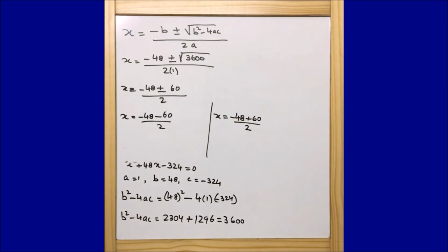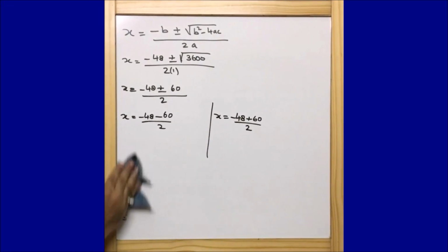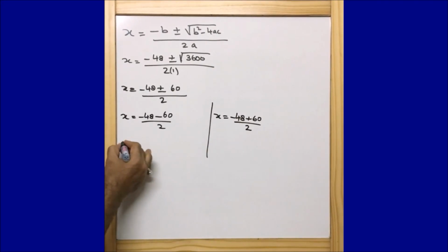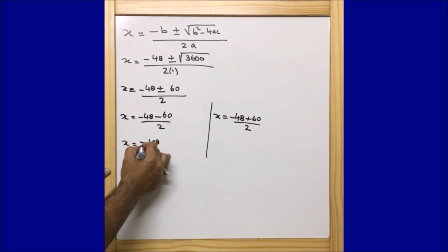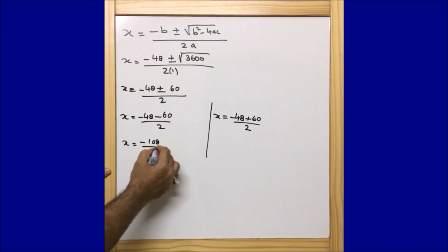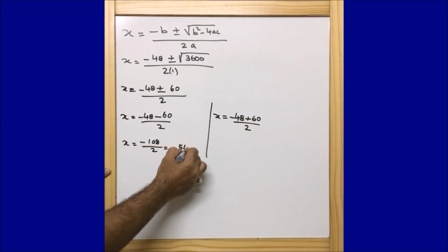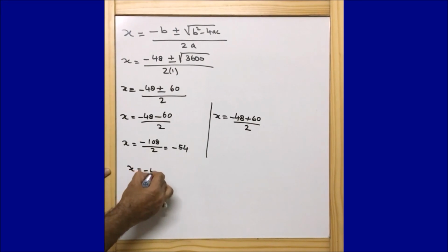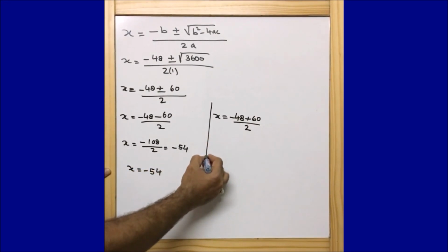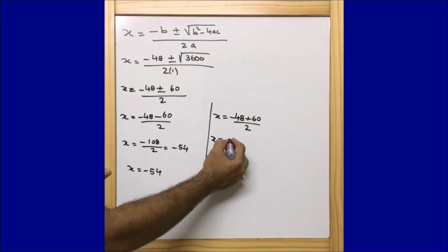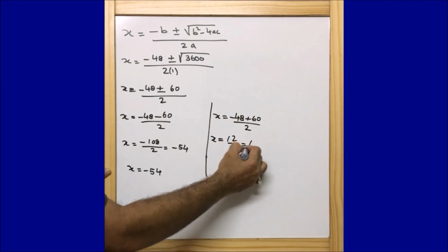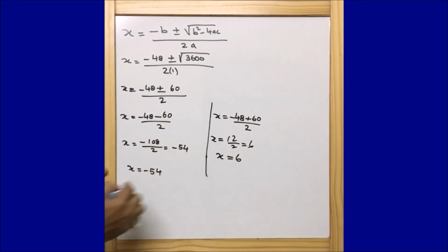Now further solving this equation, let's see what we are getting. I can write x is equal to minus 48 minus 60, which is nothing but minus 108 by 2, that is equal to minus 54. So we got x is equal to minus 54. And here, x is equal to minus 48 plus 60, which is 12 upon 2, that is equal to 6. We got the value of x as 6.